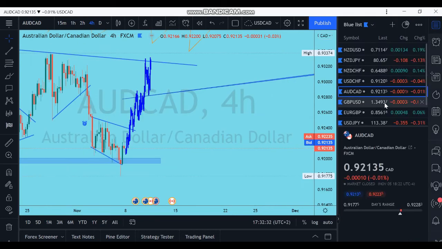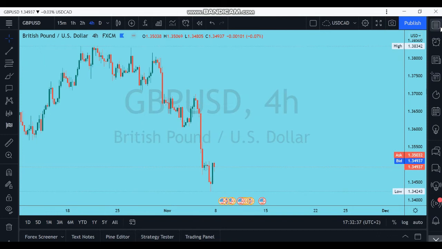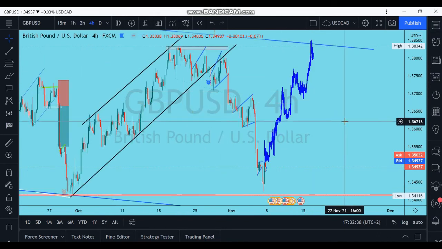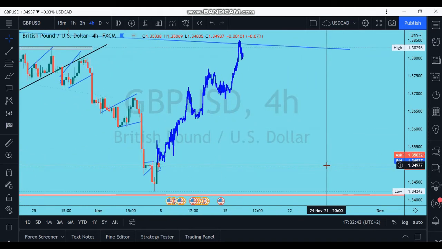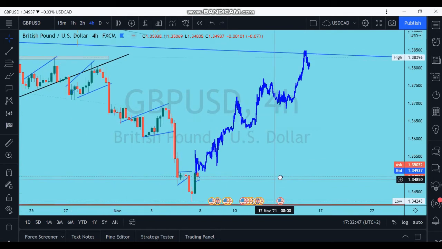Okay, then let's look at GBP-USD. We were bearish last week. We still did hit our target, so we anticipate the market has to reverse in a good way. The market has to give us something like an inverse head and shoulders, but we hit our target.